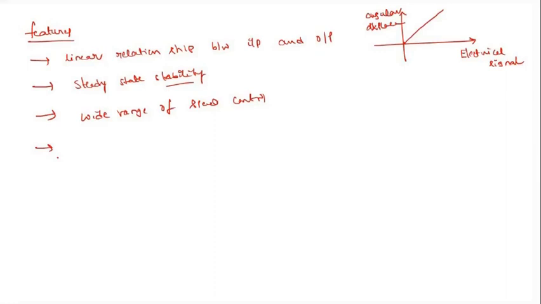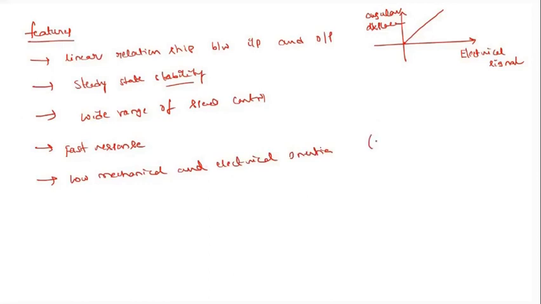Then one more feature is fast response. It will give a quicker response: whenever an input is given, the output will be obtained in a very short span of time. Then low mechanical and electrical inertia is also one of the features. What is low mechanical inertia? It means the moment of inertia J, as in a mechanical translation system, should be low. That means the weight of the system should be low. These are the features of the servo motors.